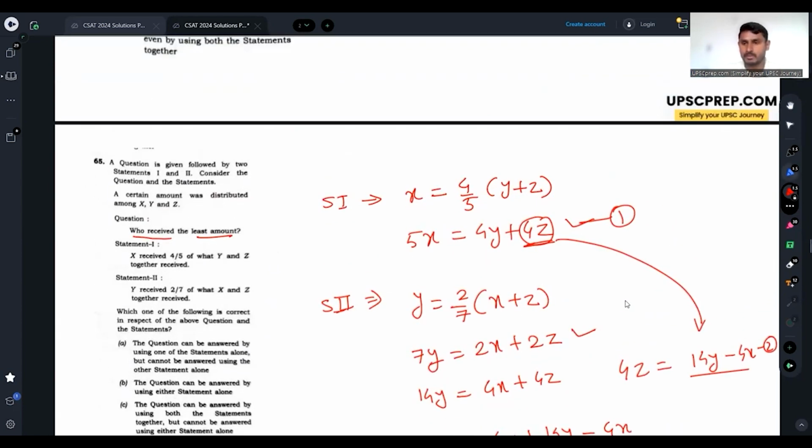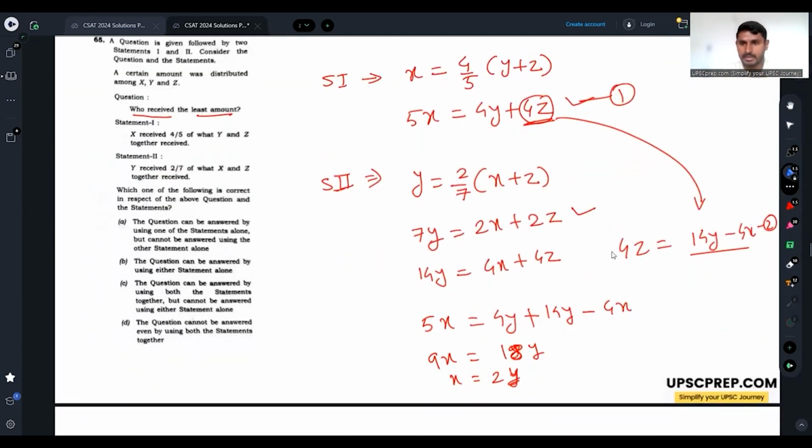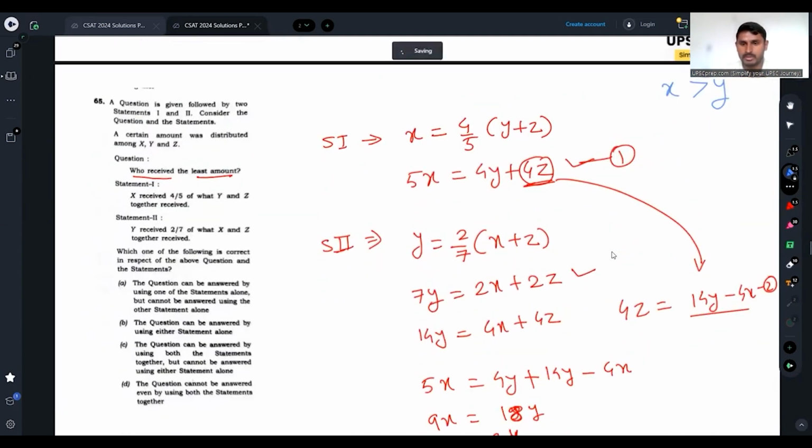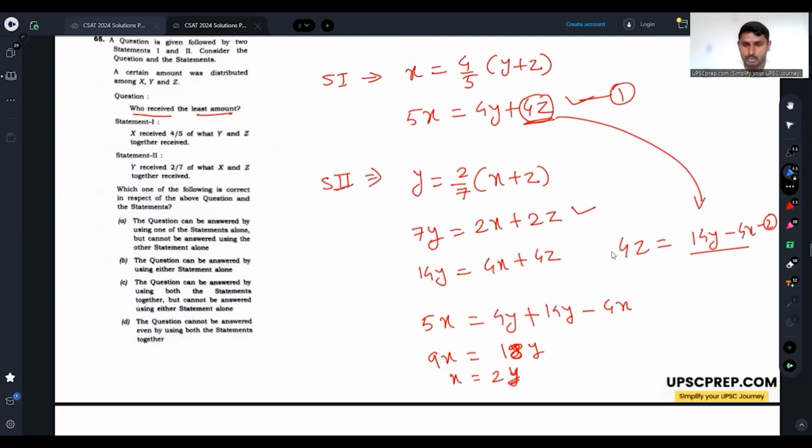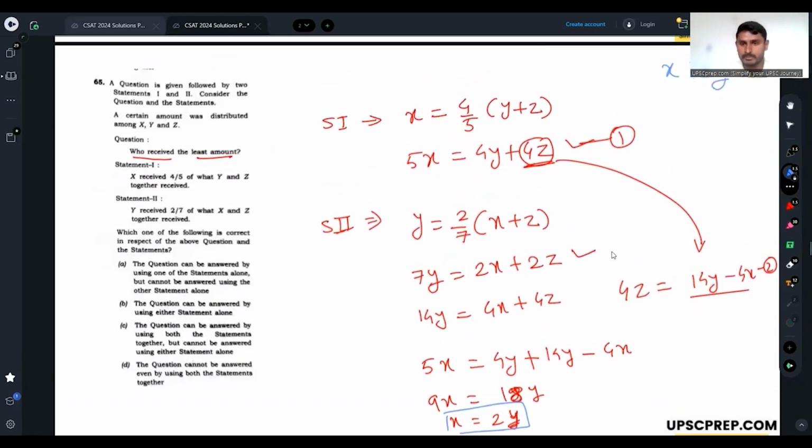What does it mean? The value of x is greater than y because x is 2 times y. You have to add y twice, then you will get x. So x should be definitely greater than y, right? Now use this relation x is equal to 2y and put this in equation 1. Then we will get the relation between y and z. So x is equal to 2y.